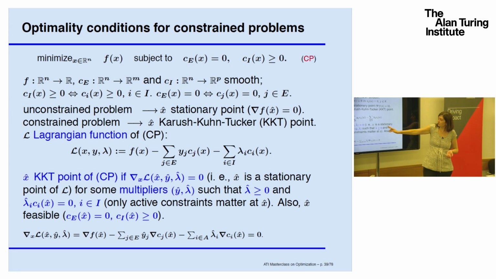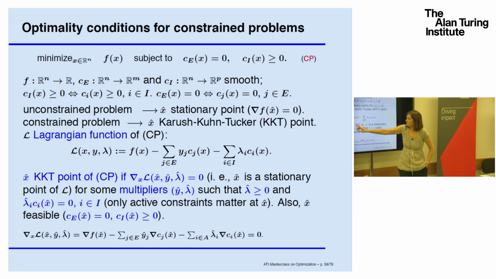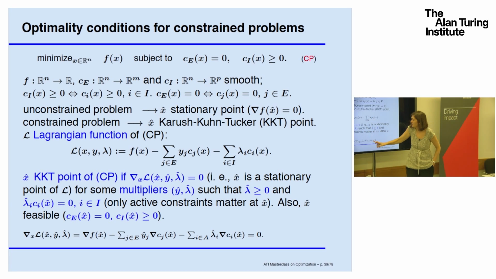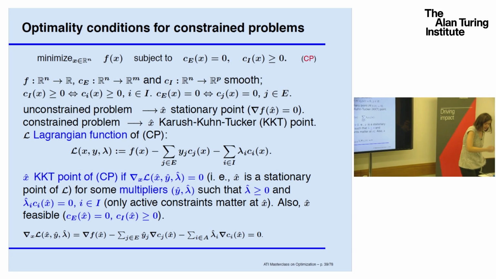Also, I have to have non-negativity for inequality multipliers. So what do we have? If I set the gradient of this Lagrangian to 0, I'm going to get grad of f, this is the gradient with respect to x, grad of f equals a linear combination of the gradients of the c_j's, minus the sum of the lambda_i grad c_i. So this condition is just this condition here. In other words, the gradient of f is a linear combination of constraint gradients.